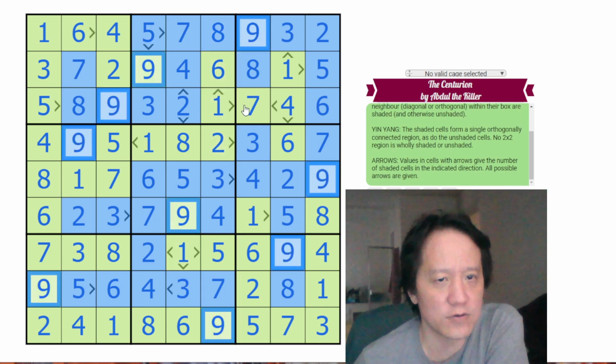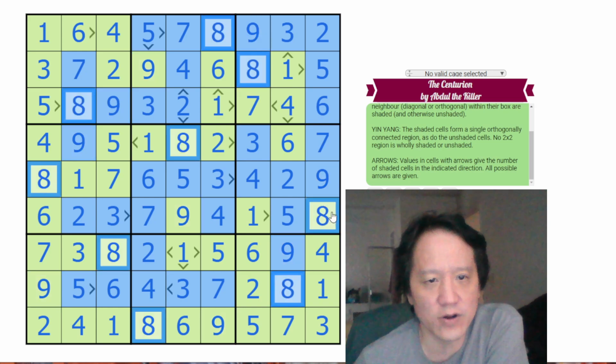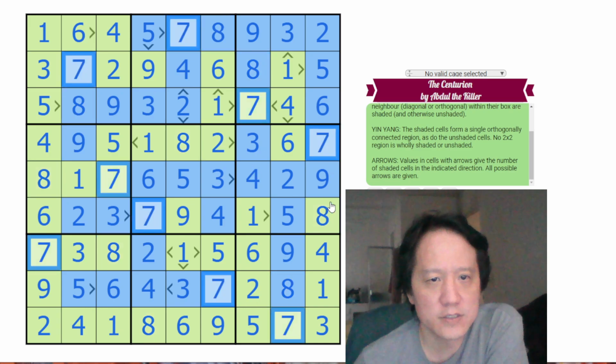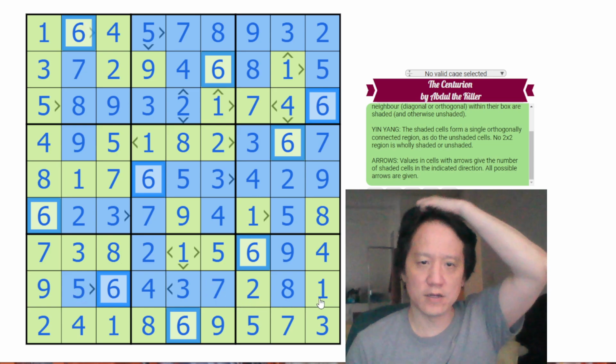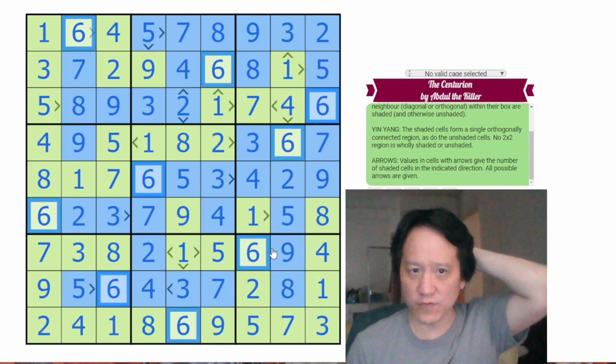Okay, so nines should not have an arrow next to them. Eights, it's going to be very hard. And basically all of them don't. Sevens is going to be hard too. Sixes, we have one. And that's, yeah, because sixes are also hard.